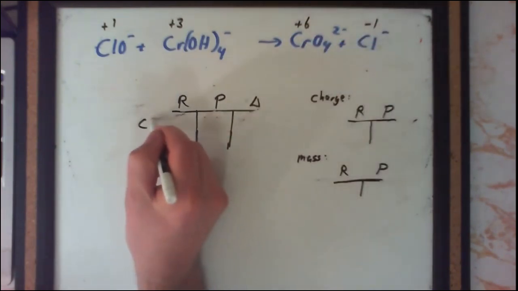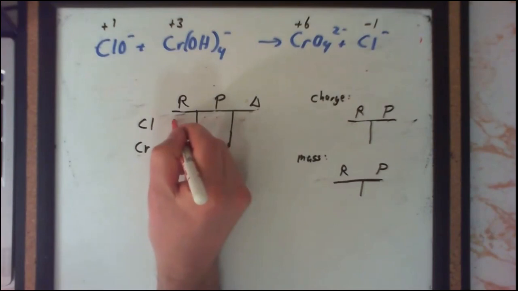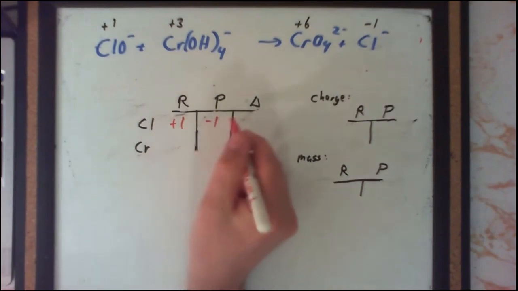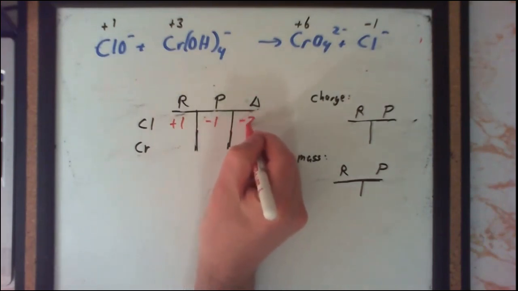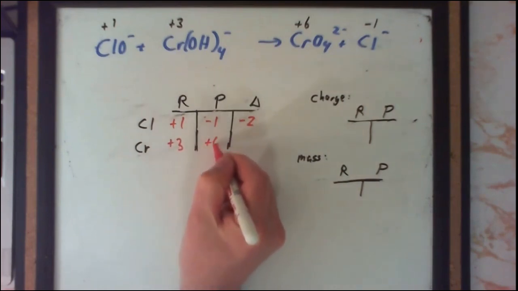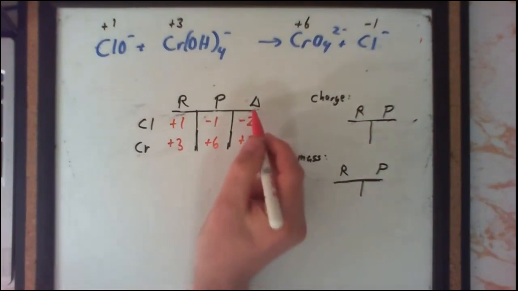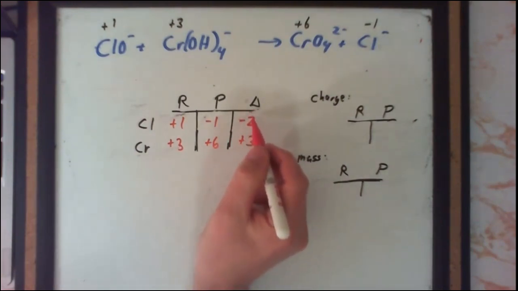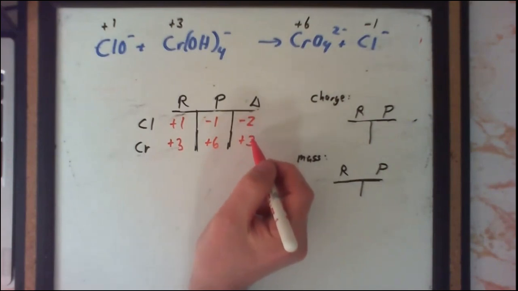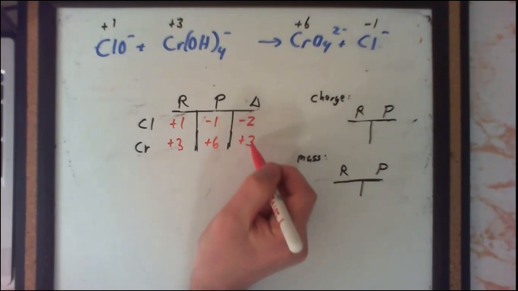So we have our 2 elements, chlorine and chromium. Chlorine goes from a positive 1 to a negative 1. So that difference is negative 2. Chromium goes from positive 3 to positive 6. Its difference is a positive 3. So at this point, we want to decide how we can ensure that this magnitude of difference is the same as this number. The lowest common multiple of 2 and 3 is 6.